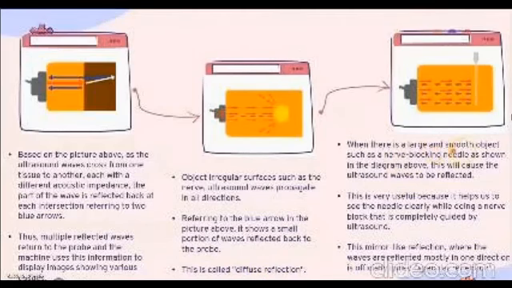When there is a large and smooth object, such as a nerve block needle, as shown in the diagram above, this will cause the ultrasound wave to be reflected. This is very useful because it helps us to see the needle clearly while doing a nerve block that is completely invisible to the naked eye. This mirror-like reflection, where the waves are reflected mostly in one direction, is officially called specular reflection.